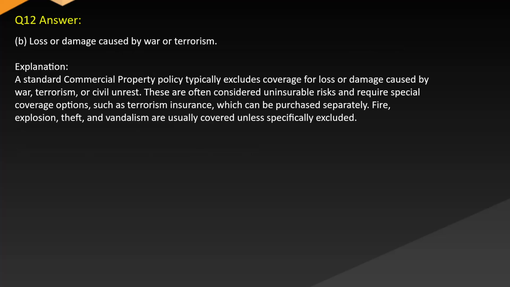Answer: B. Loss or damage caused by war or terrorism. Explanation: a standard commercial property policy typically excludes coverage for loss or damage caused by war, terrorism, or civil unrest. These are often considered uninsurable risks and require special coverage options, such as terrorism insurance, which can be purchased separately. Fire, explosion, theft, and vandalism are usually covered unless specifically excluded.